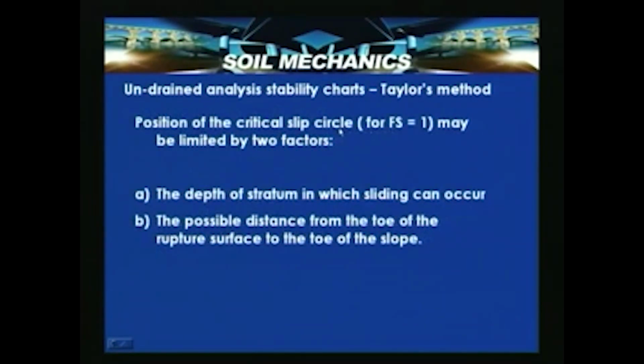The position of the critical slip circle, for factor of safety equal to 1, may be limited by 2 factors. That is the depth of the stratum in which the sliding can occur, and the possible distance from the toe of the rupture surface to the toe of the slope.